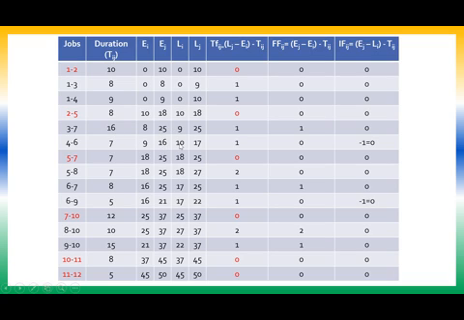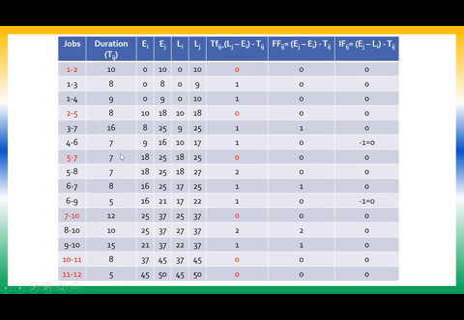16 minus 10 minus 7 is a minus 1. So whenever you get a negative value, you can equate it to 0, right? In the independent float, whenever you get a negative number, you can equate it to 0. I get a minus 1, so I can put it as 0.